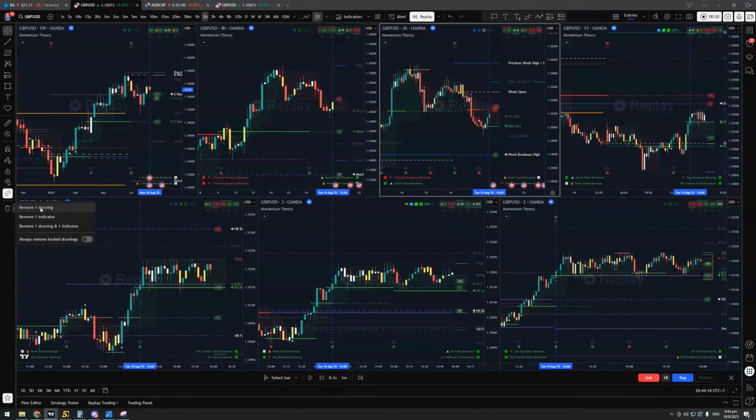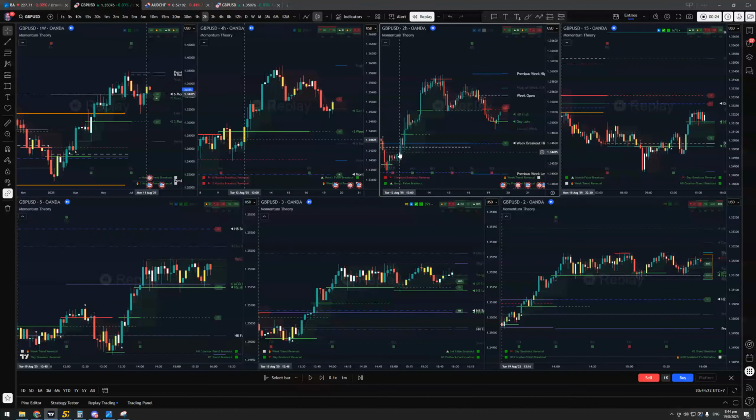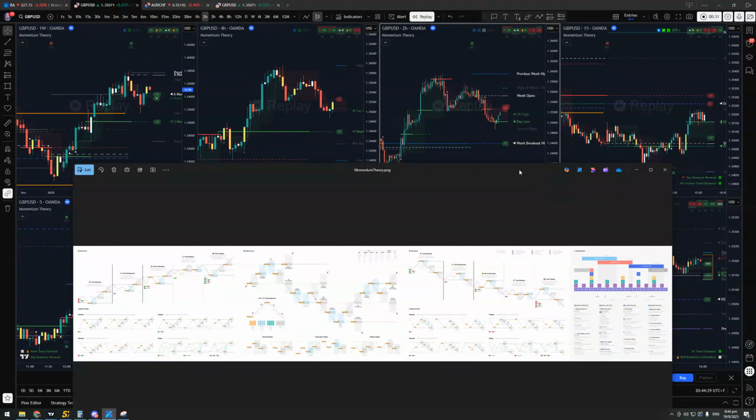Now I can instantly recognize this as a possible trend retracement setup. It's not set up perfectly just yet, but I've been trading this setup for so long that I can see when it's forming. So this is the new momentum theory chart. Just updated this on the WAP.